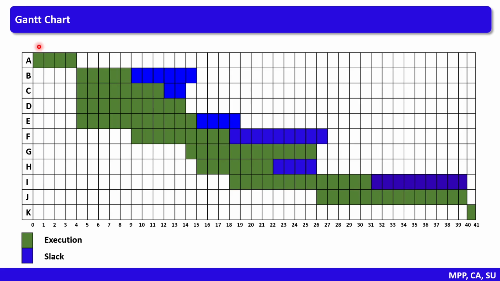If you refer to the estimates, early start for A is 0 and late finish for A is 4. Likewise, early start for B is 4 and late finish for B is 15. Likewise, you need to create the timeline representation for all the tasks representing execution time and slack.